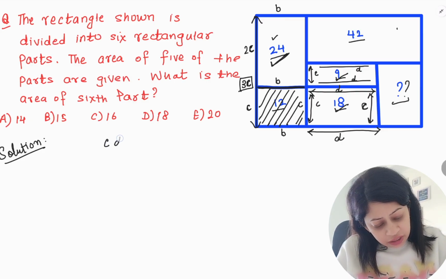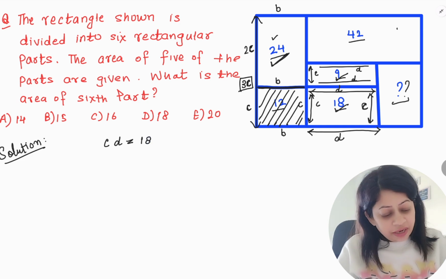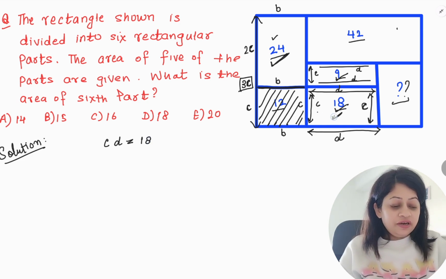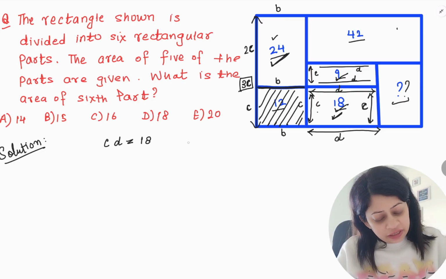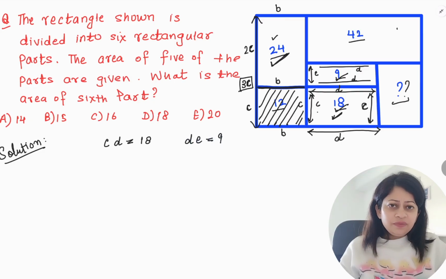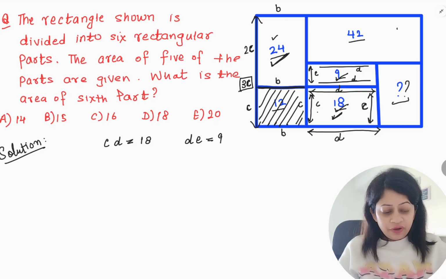I know CD is equal to 18, right? C times D for this rectangle. C times D is 18. And for this rectangle, D times E is what? 9. Now here as well, I will try to remove the variables.